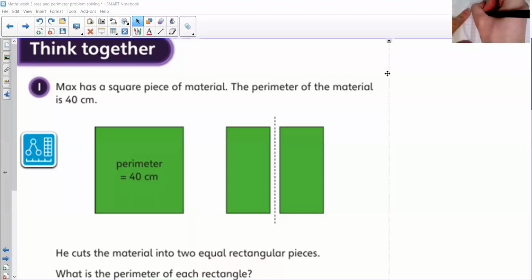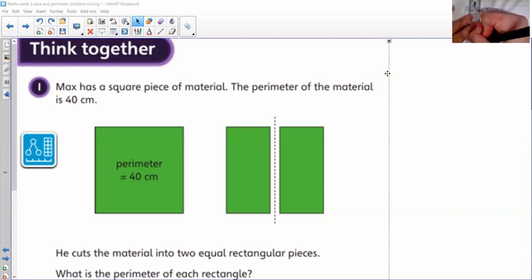So I've written think together. I'll probably write number 1, shouldn't I? I know that this is a square and I know the perimeter, P, is 40 centimetres. Okay, that's what I know so far. And I know that perimeter is the length of the outside of a 2D shape. Okay, and that's important that I keep saying that to myself. He cuts this material into 2 equal rectangular pieces.